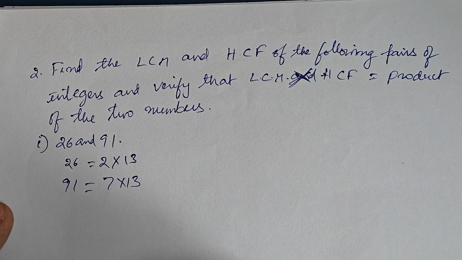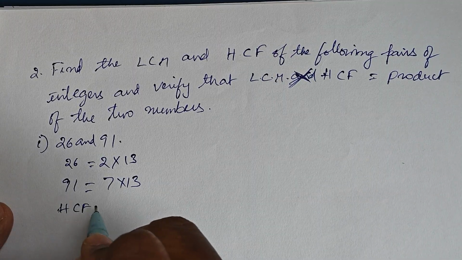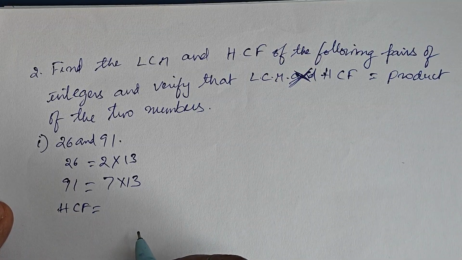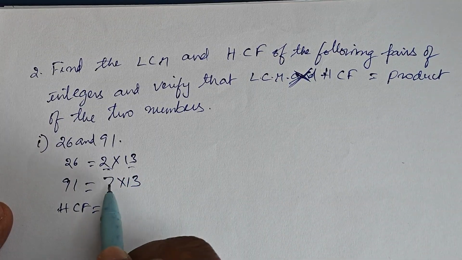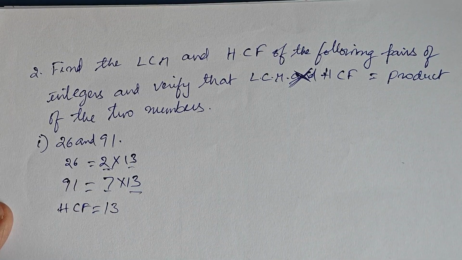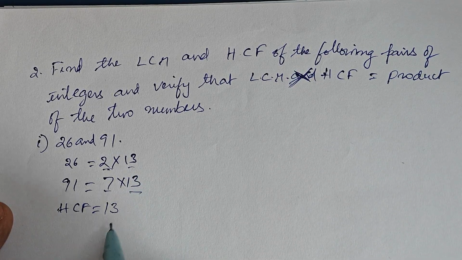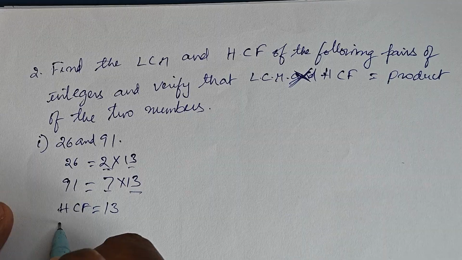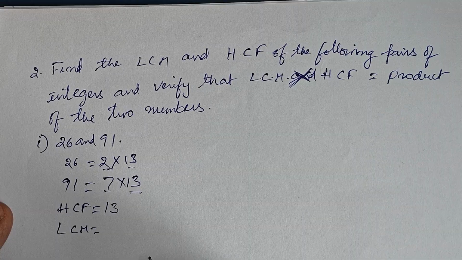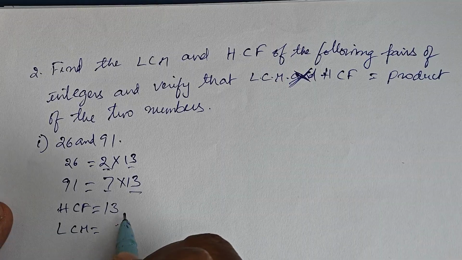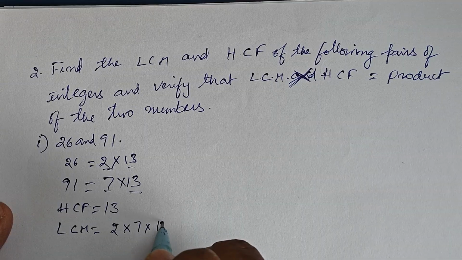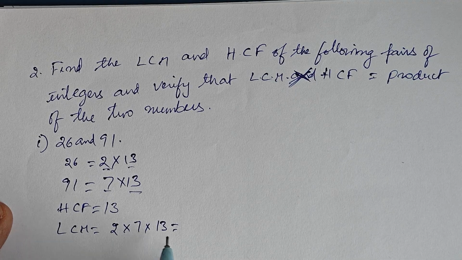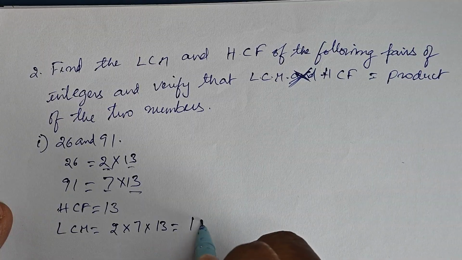Okay, so the highest common factor, if you recall, is equal to the least power of the common prime factors. Here the common one in these two is only 13, and its power is only 1. So the least power is 13 to the power 1, that is nothing but 13. And LCM is the product of the greatest powers of all the prime factors. If there is a number like 13 in both, we need to take only one, no need to take twice. So here 2 into 7 into 13, that is 2 sevens are 14, 14 thirteens. 13 thirteens are 169 plus 13 is equal to 182.